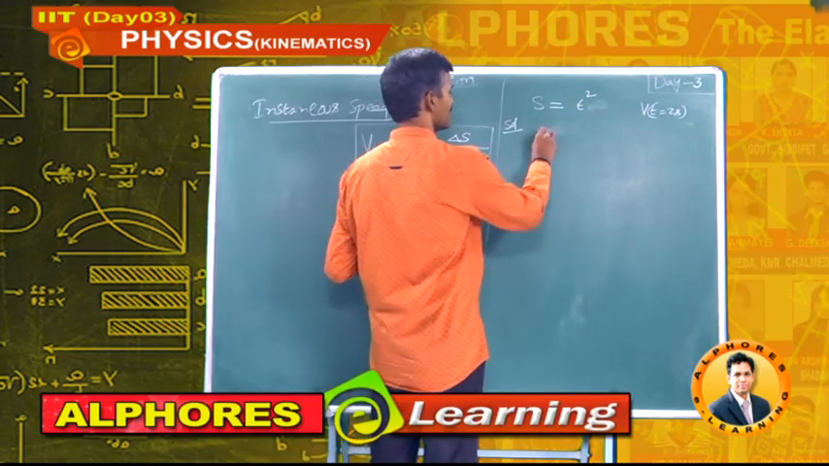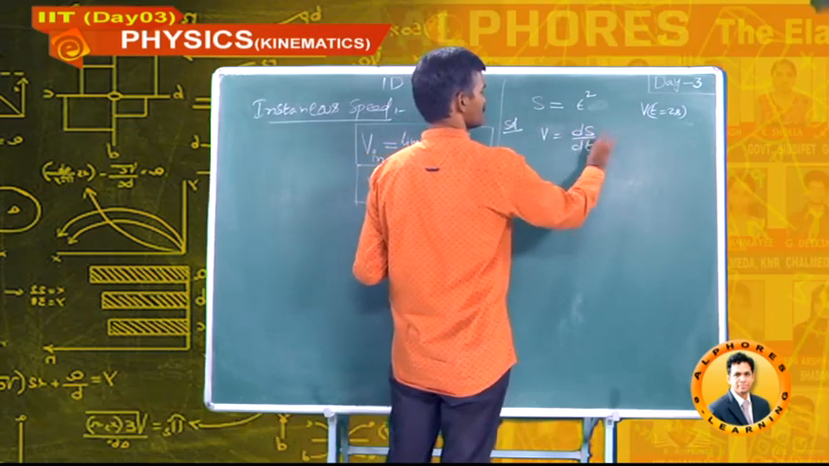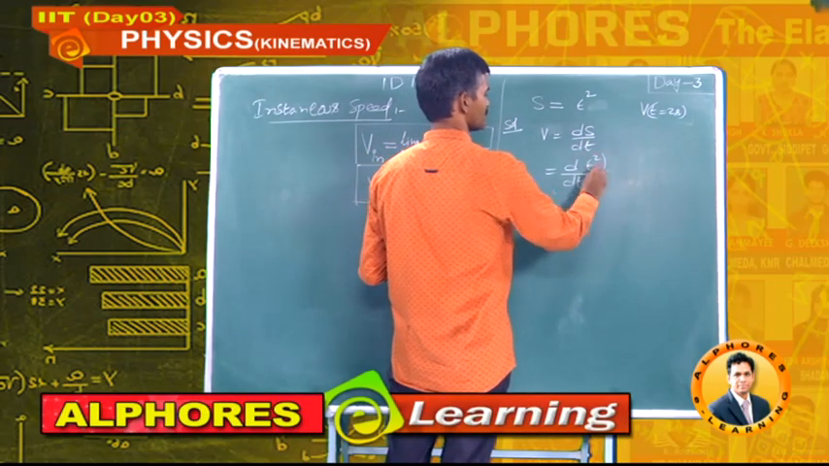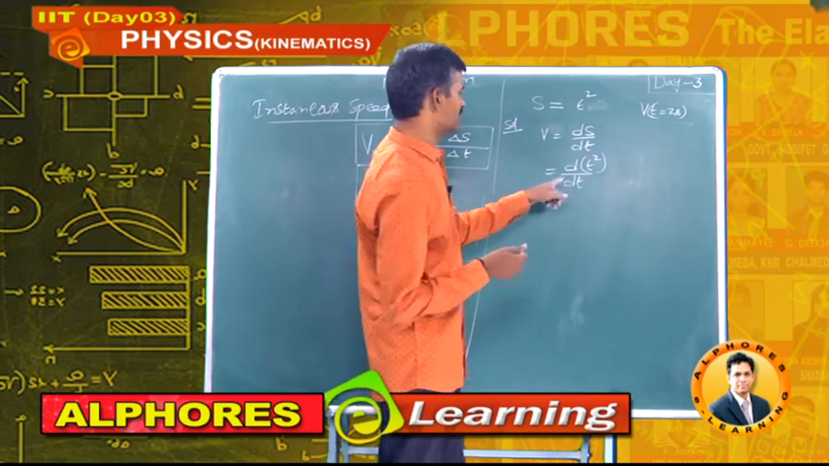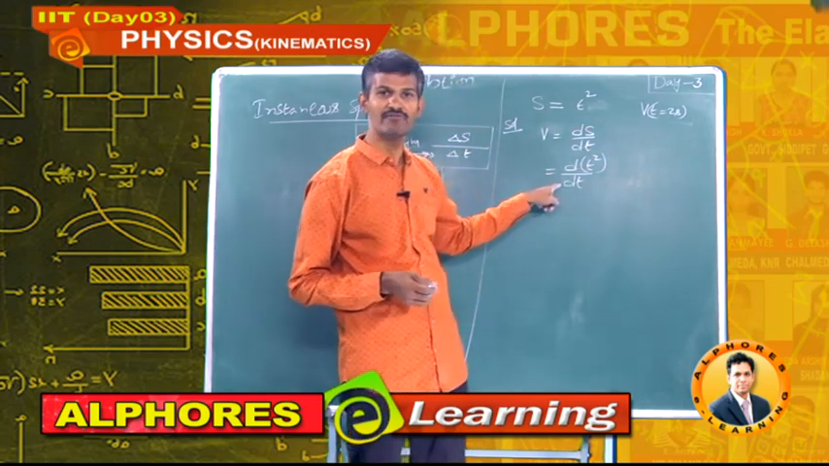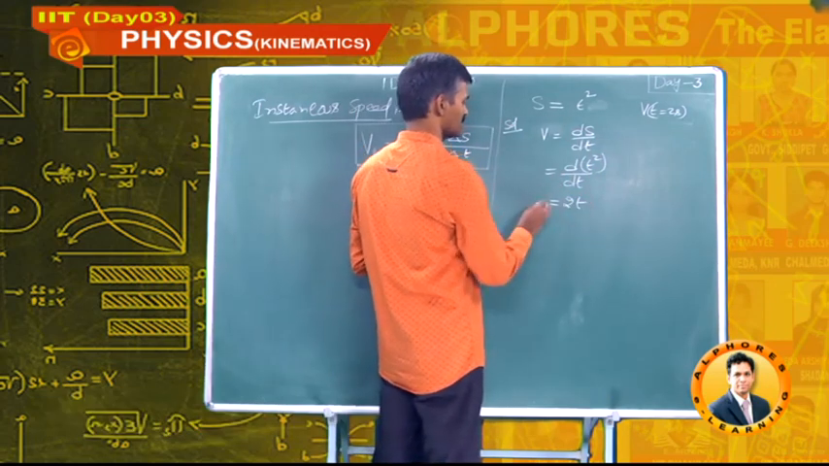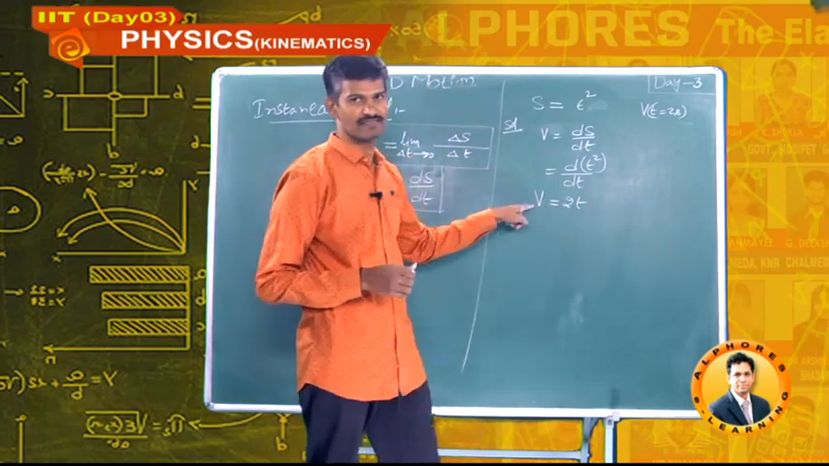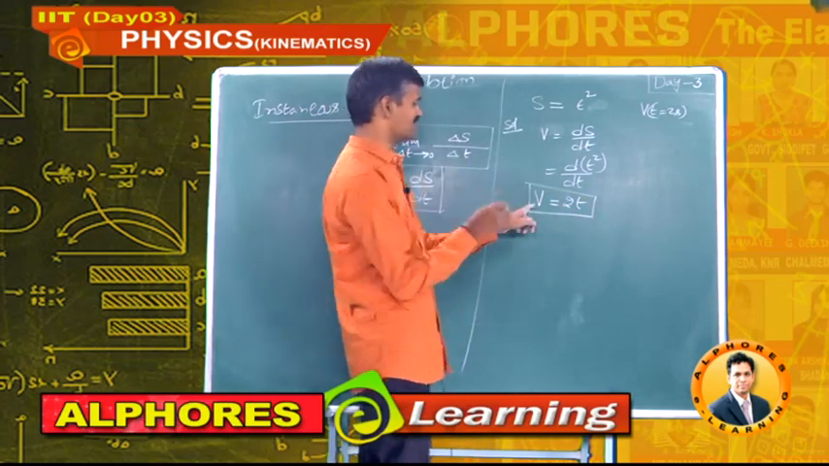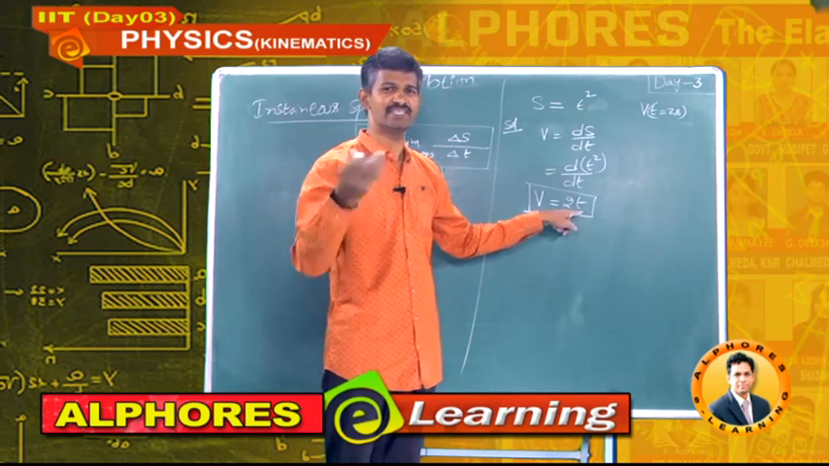So, V instantaneous is ds by dt. So, this is d by dt of t square. Students, in differentiation, the derivative of t square is 2t. So, this V instantaneous is 2t. So, this instantaneous speed changes with time, as time changes instantaneous speed changes.